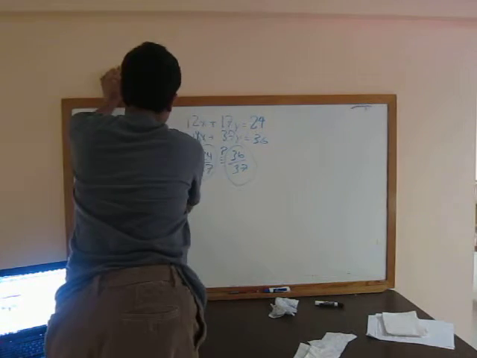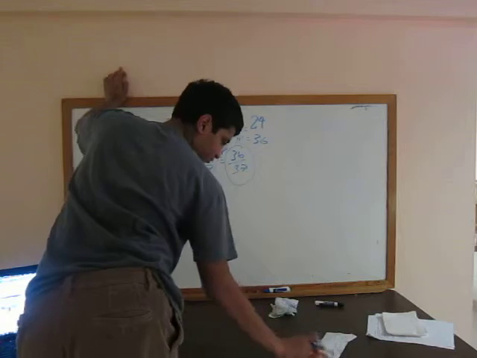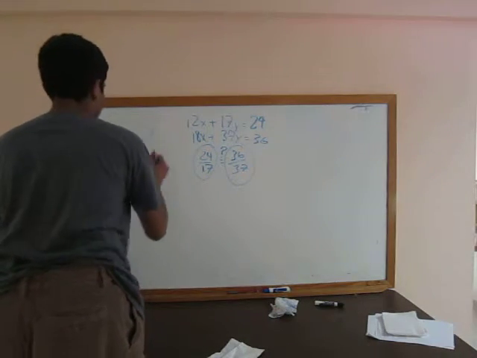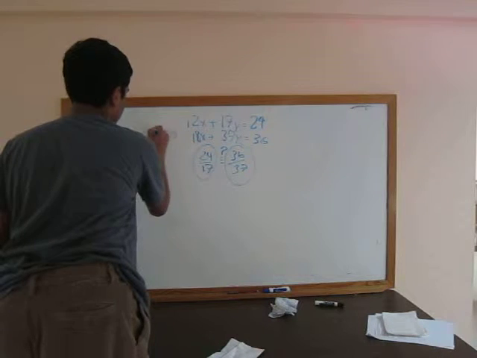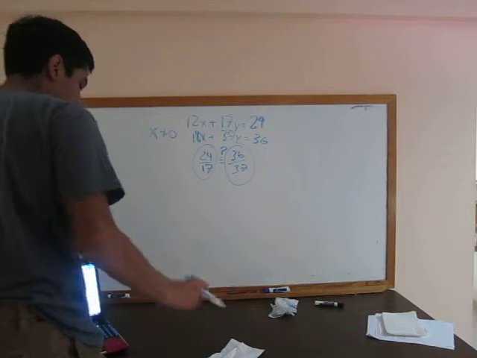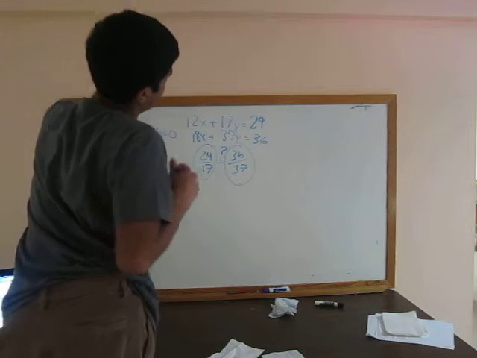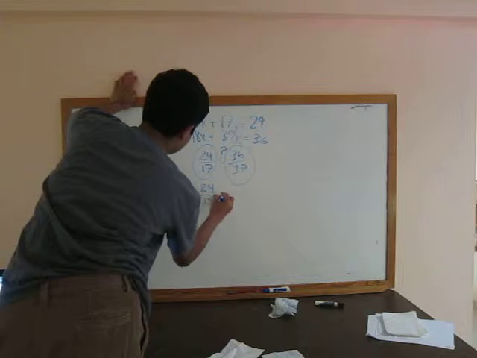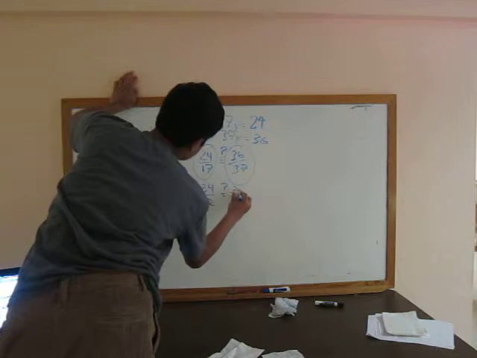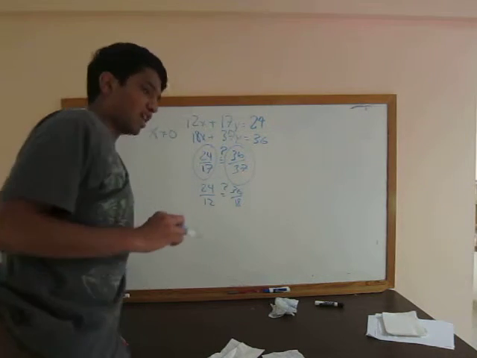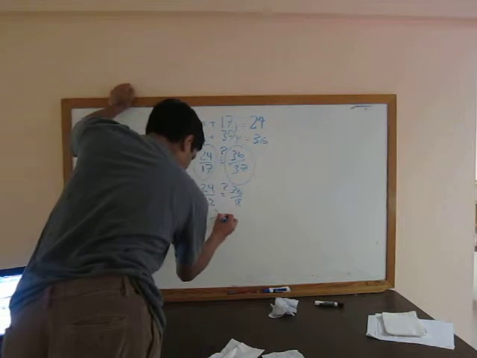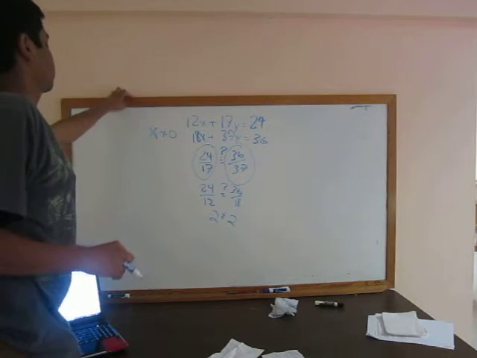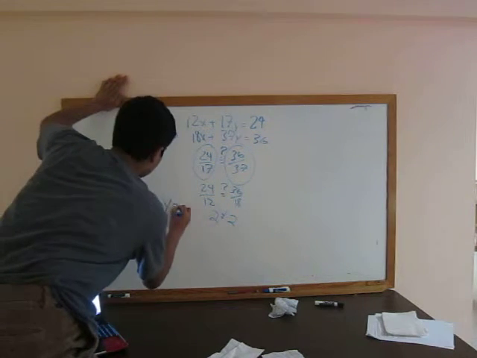So because y is not in proportion, x is not equal to 0. Now let's do the test for if x is in proportion. 24 by 12, is that equal to 36 by 18? The answer is yes. 24 by 12 is 2. 36 by 18 is also 2. Since they're both in proportion, y is 0.